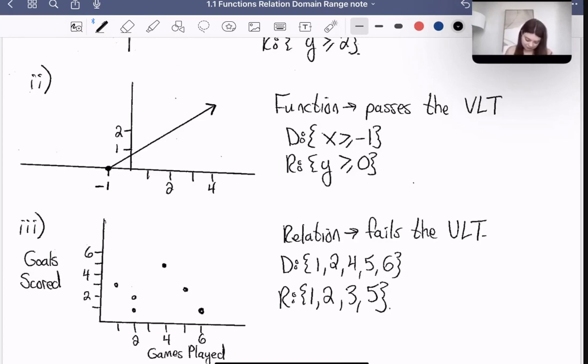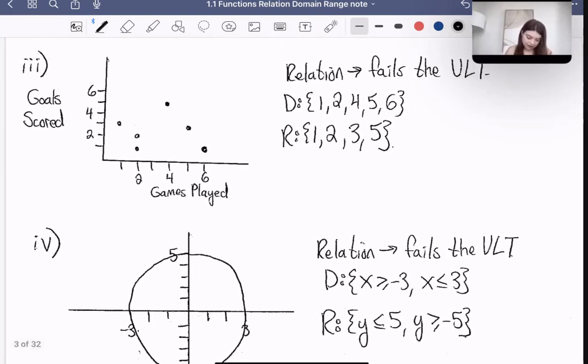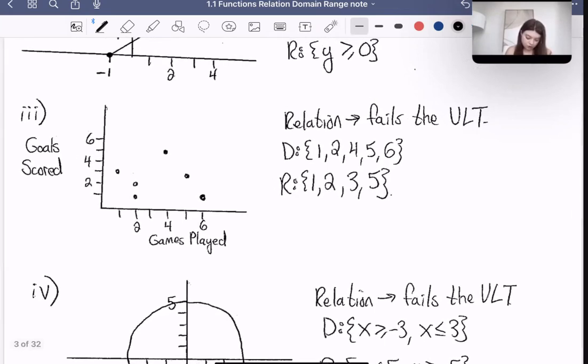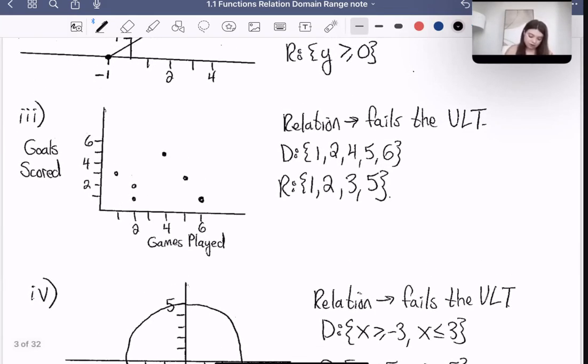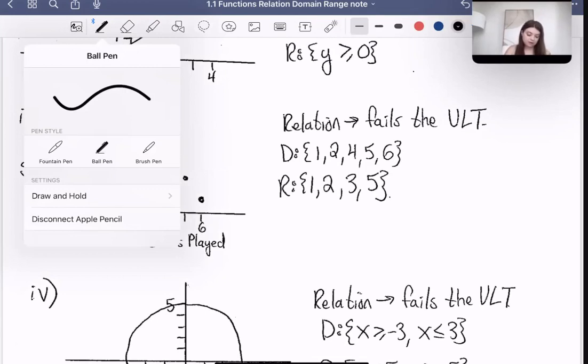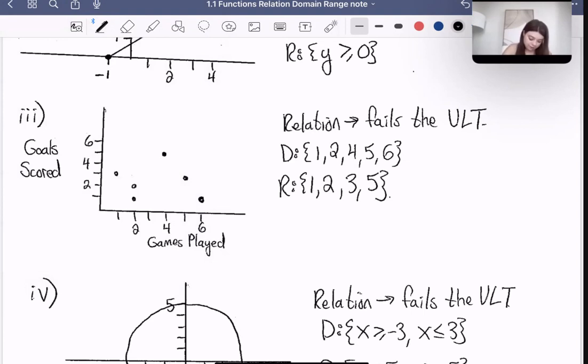Good. All right, number 3 is goals scored versus games played. So is this a function or a relation? Well, let's see. Is there anywhere where I could draw a vertical line and have it hit two points on our graph? Well, over here, no, we passed. Over here, we hit 2 points, so we failed. So therefore, it's a relation and not a function because it fails that vertical line test.